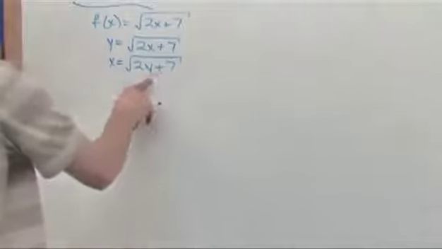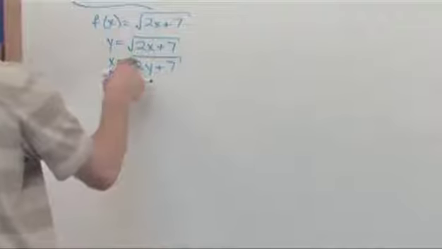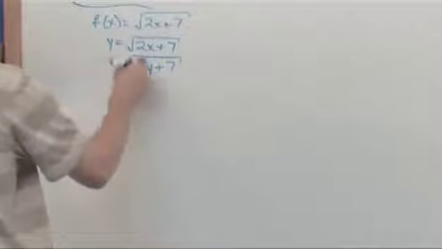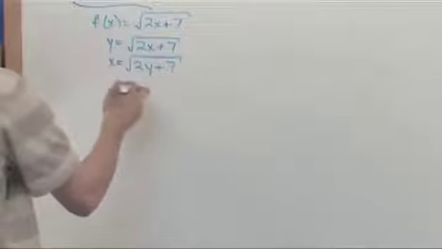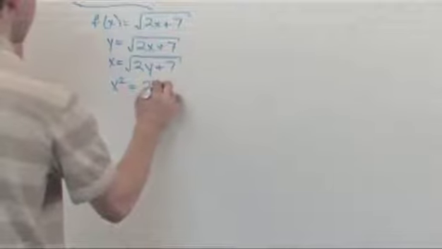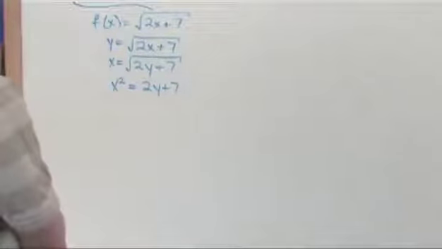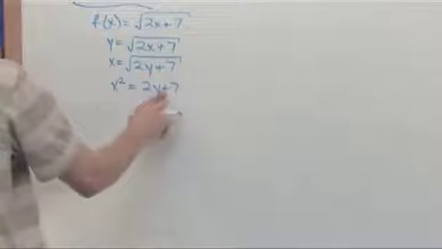Now I need to solve for y, so I need to start isolating y. First thing I'm going to do is get rid of this radical, so I'm going to square both sides because the opposite of a square root is a square. So I'm going to have x squared over here is equal to 2y plus 7. I totally got rid of the radical because the opposite of a square root is a square, and I had to square the left side.